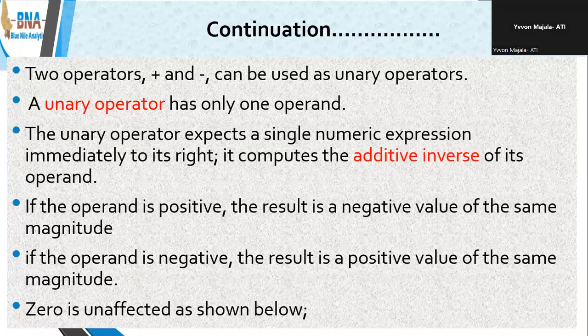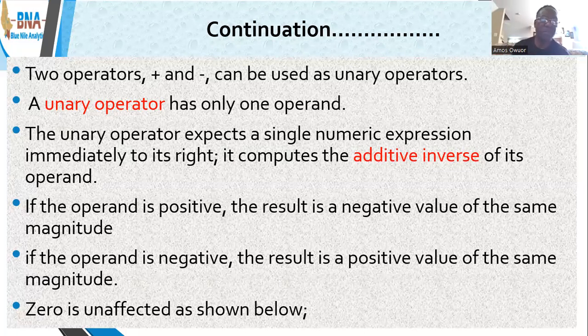Two operators, plus and minus, can be used as unary operators. Unary operators means that you can have -2, -4, -5. You can have a negative number and a positive number. That is what unary operators mean. Simply, it just shows the state of the number. You don't have to perform a calculation with it. For example, -5 shows that that number is a negative number.